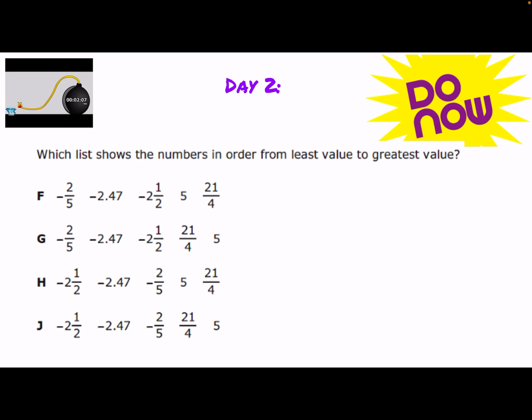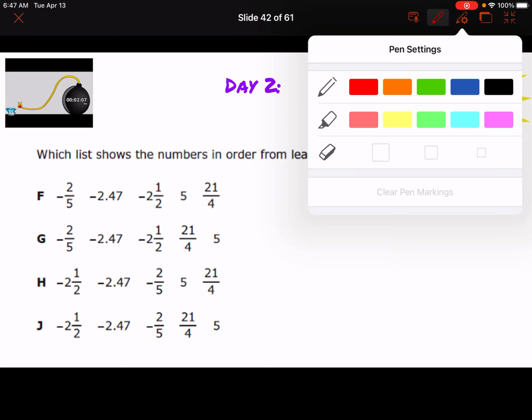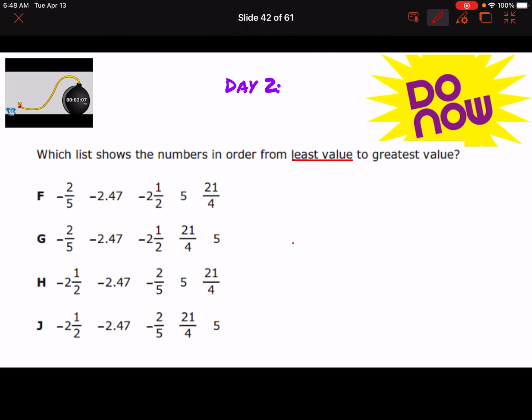So this first question is your warm-up question, and it's asking which list shows the numbers in order from least value to greatest value. When we're ordering numbers, we need to figure out which direction we're moving in. We know that we're moving from least to greatest, so it's going to be our negative numbers to our positive numbers.